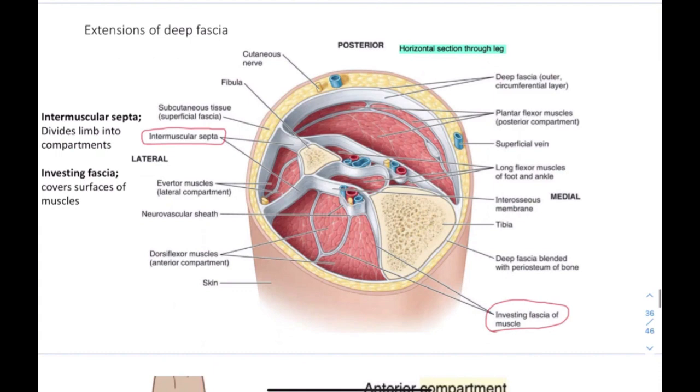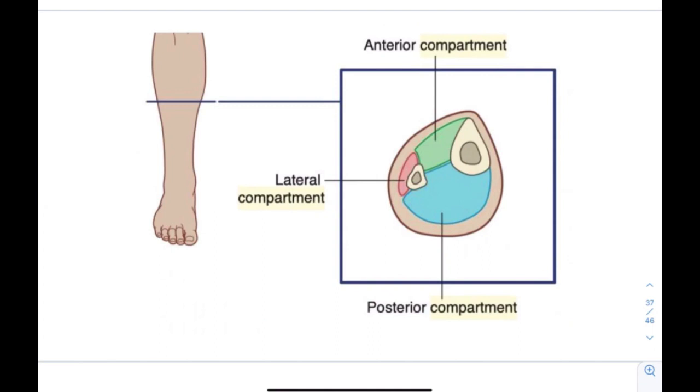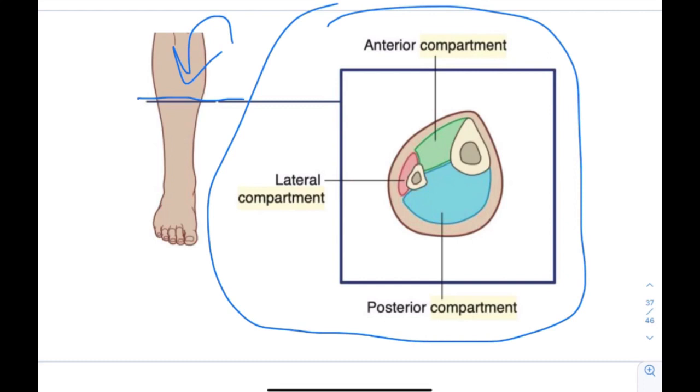Let's talk about extensions of the deep fascia. These are membranes or connective tissue that extend from the deep fascia. They are continuous with the deep fascia, and we have two. One is the intermuscular septa, which divide the limbs into compartments. For example, here we have a leg. We have a cross section, an axial section of the leg. Imagine you're looking from above. This is what you see here. This right here with the blue color is the intermuscular septa. It divides the leg into compartments. For example, here in the leg, we have an anterior compartment, a lateral compartment, and a posterior compartment. And what's separating it is this extension of the deep fascia called the intermuscular septa.